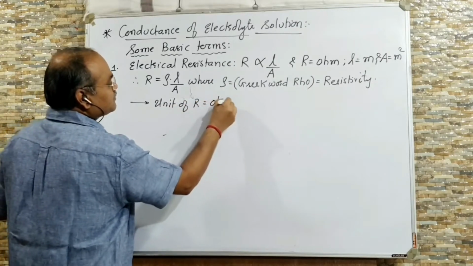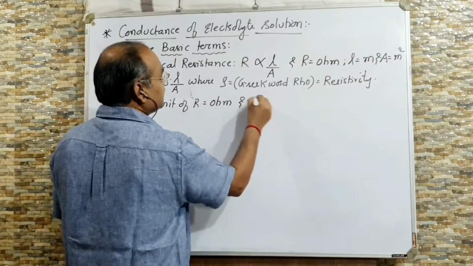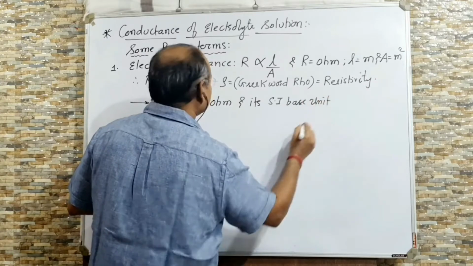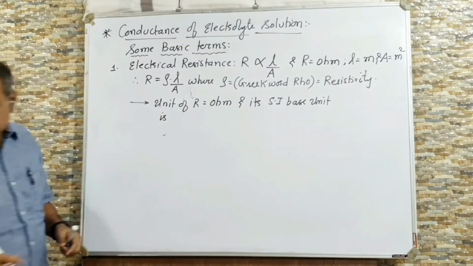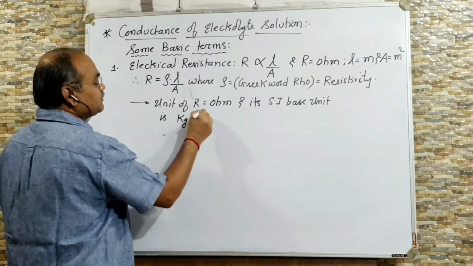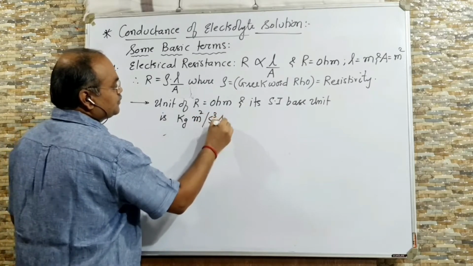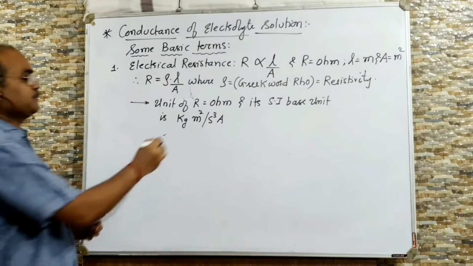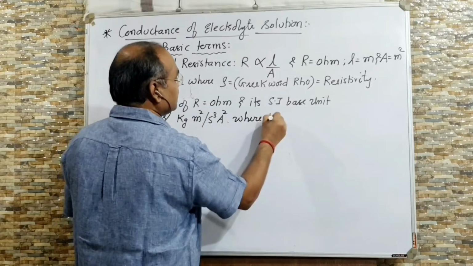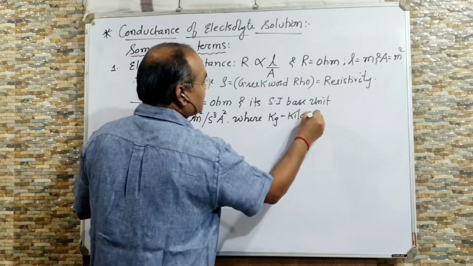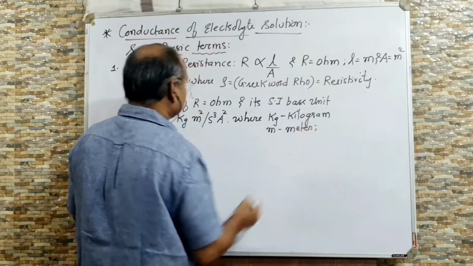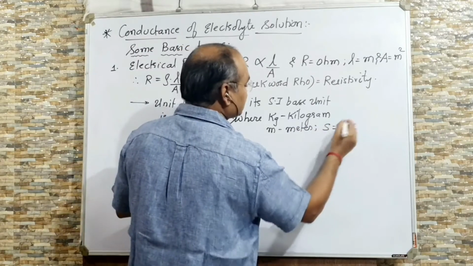Before going into detail, I will write here unit of resistance is ohm and its SI base unit is kilogram meter square per second cube into ampere square, where kg is kilogram, meter, second.